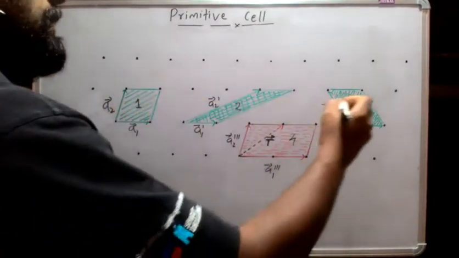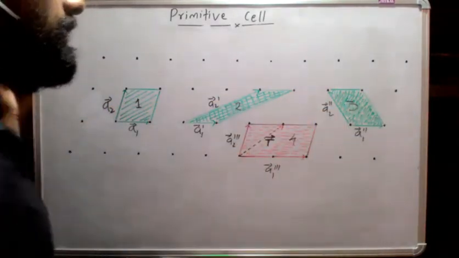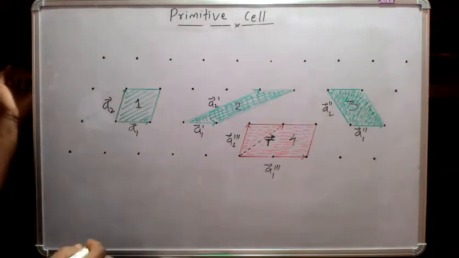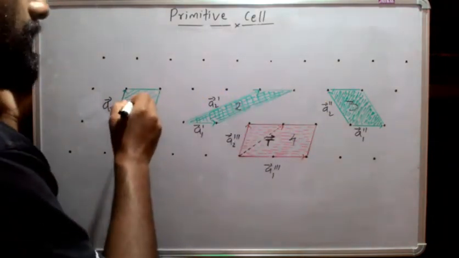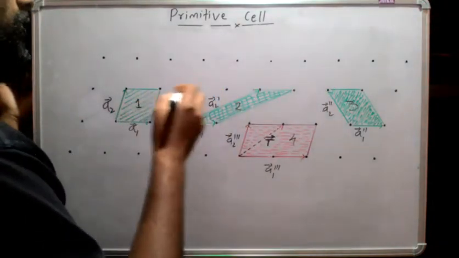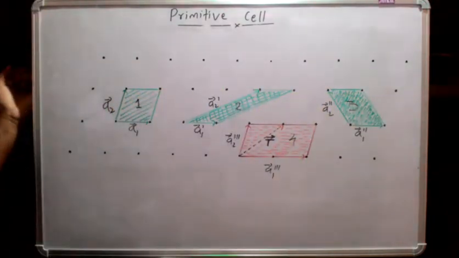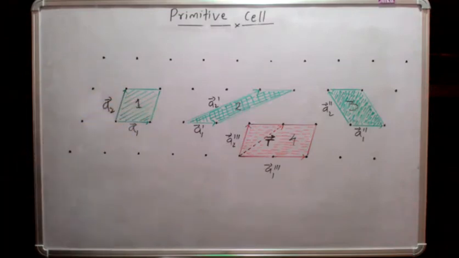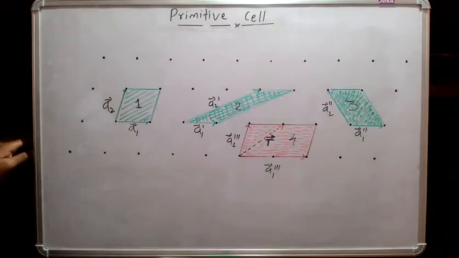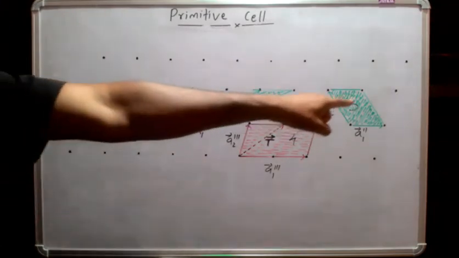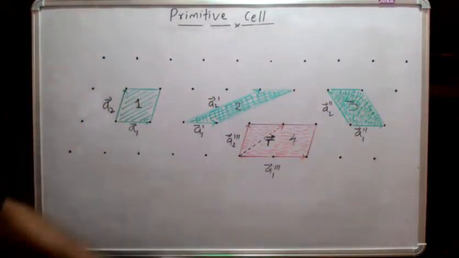There are many ways of choosing the primitive axis and primitive cell. These three figures, these three parallelograms, parallelogram 1, 2 and 3, are equal in their areas. In this way we can select a primitive cell in the given lattice.